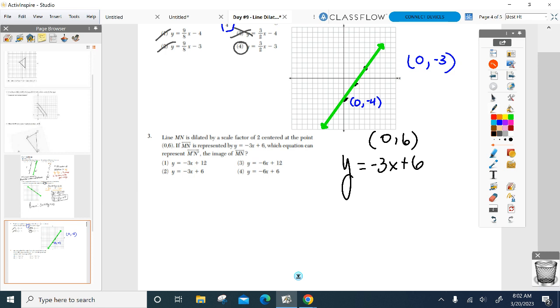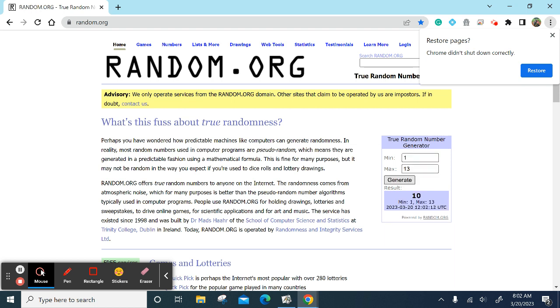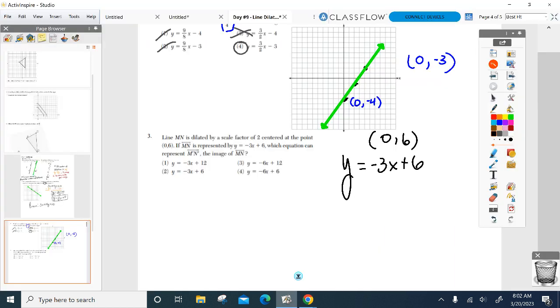What's the y-intercept? What's the y-intercept up here? 6. So it's good. (0,6) is a point because it's the y-intercept. Look. 1, 2, 3, 4, 5, 6. That would be the first point you graph. That's (0,6). So it's going to be on the line.